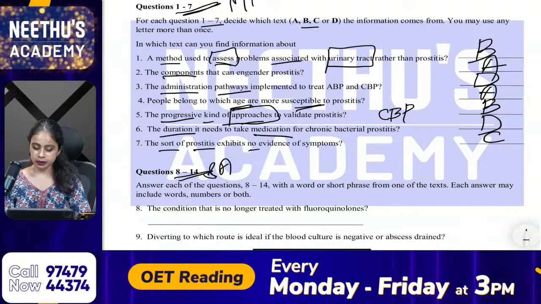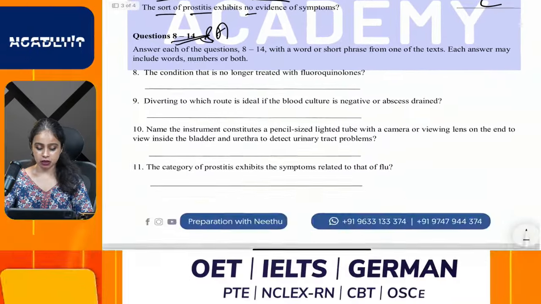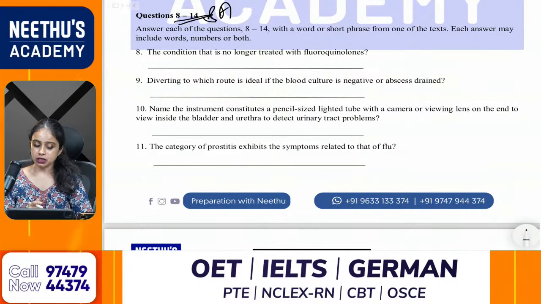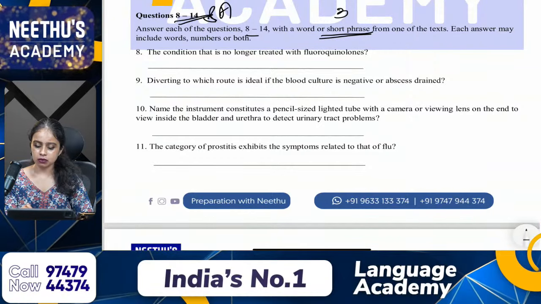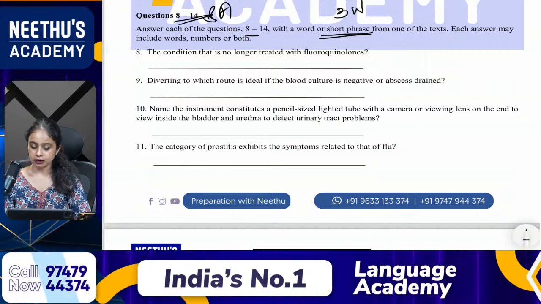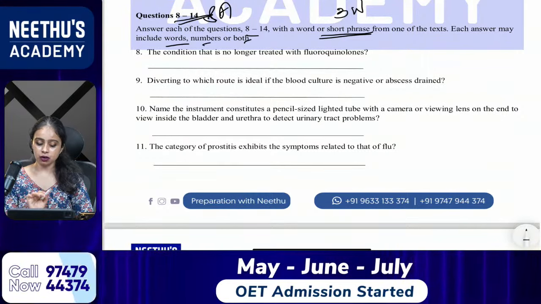Okay, so clear? Then we are moving to the next set of questions. Answer each of the questions 8 to 14 with a word or a short phrase, which means, as you know, maximum 3 words, not more than that, from one of the texts. Each answer may include words, numbers, or both.